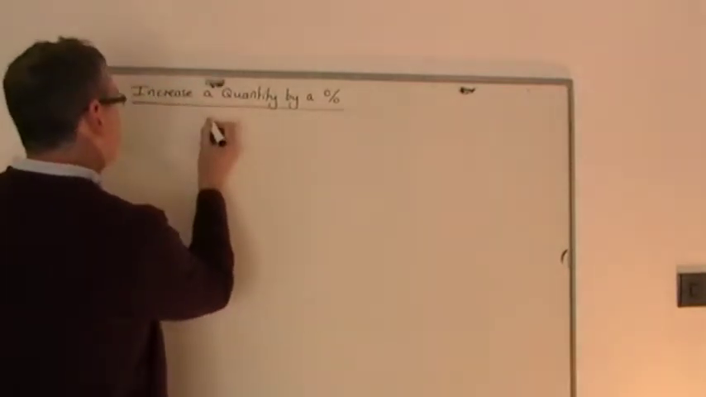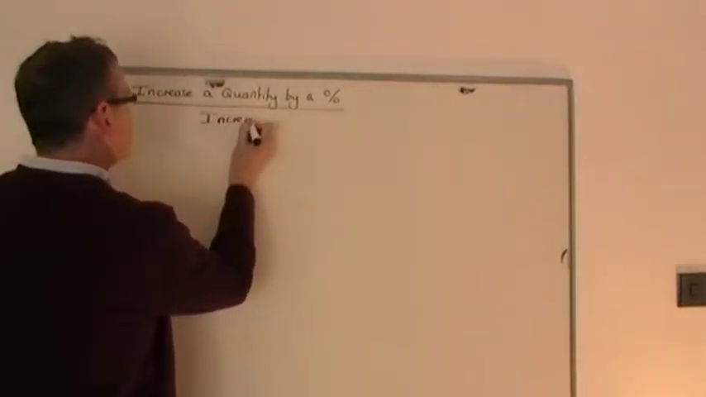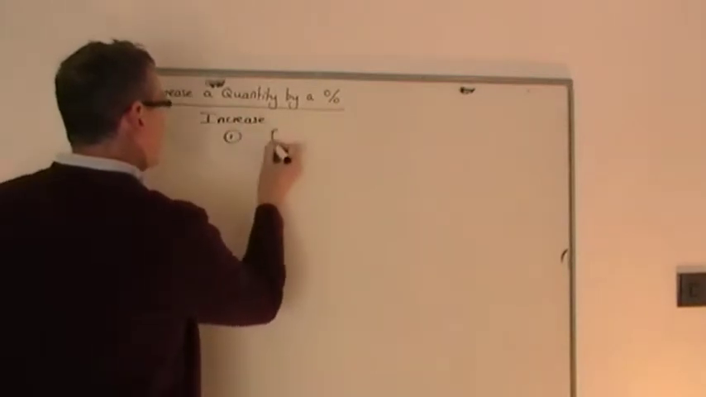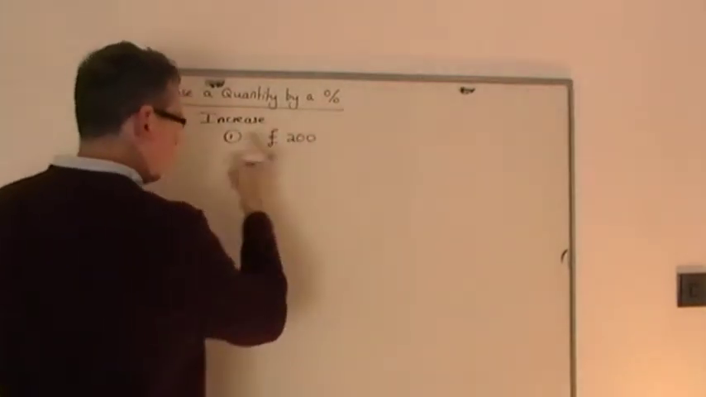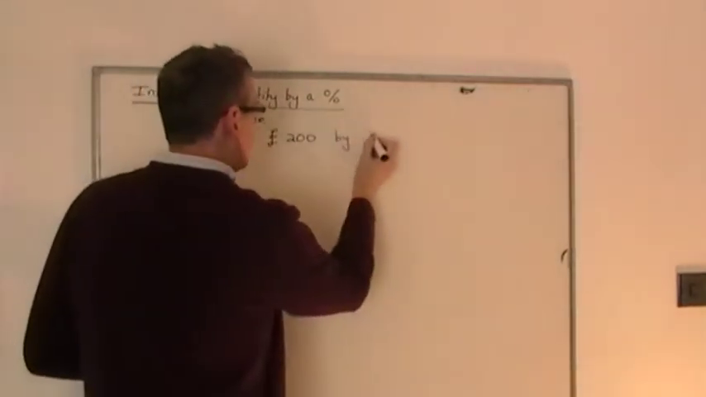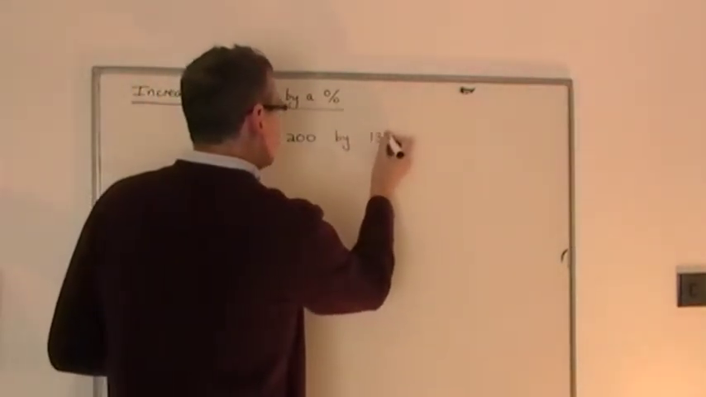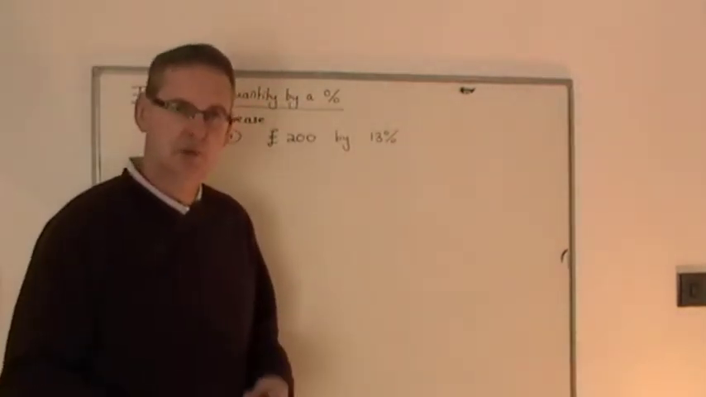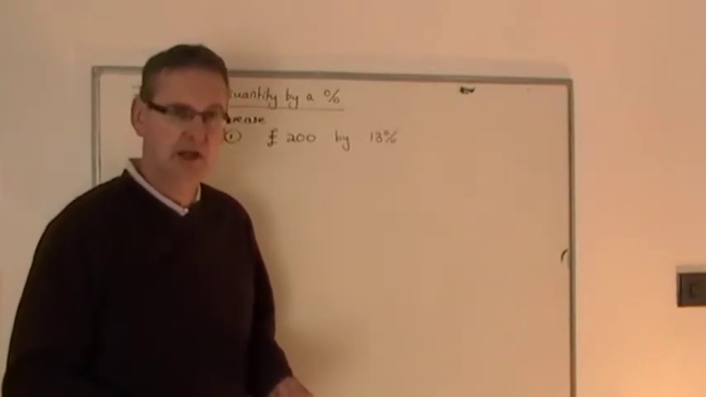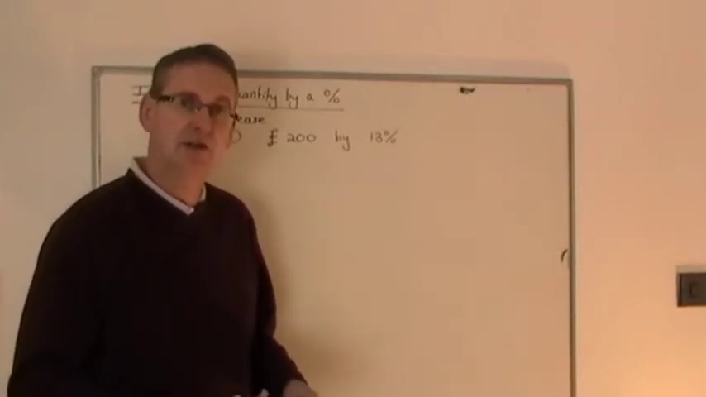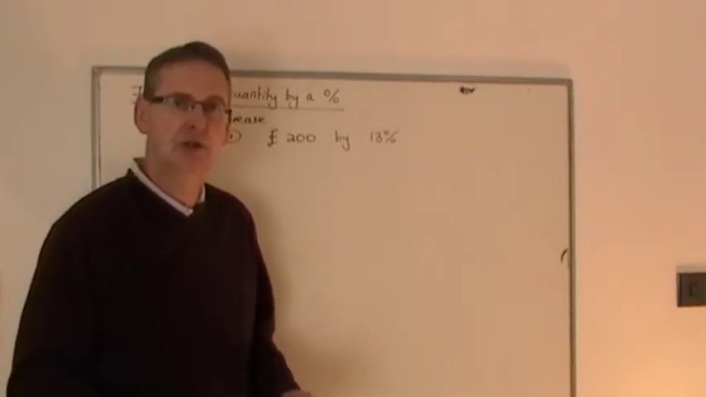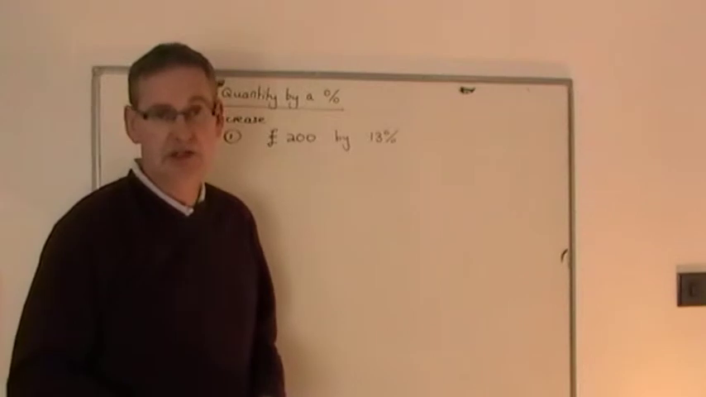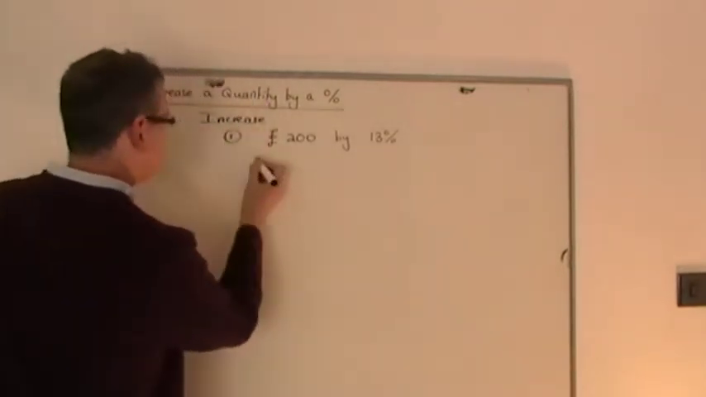So, number 1. Let's say I take £200 and I increase £200 by 13%. Now, one way you could work out the answer to this is work out 13% of £200 and then afterwards add it on. And there's nothing wrong with doing that technique at all. However, I'm going to show you a little trick that I have shown you in the past that'll give you the answer straight away in one step if you're using a calculator. This is what you do.